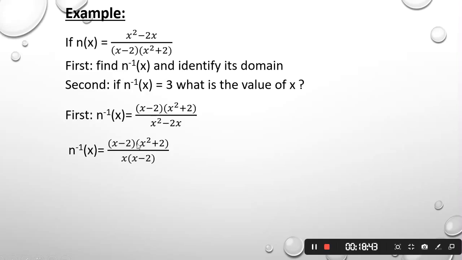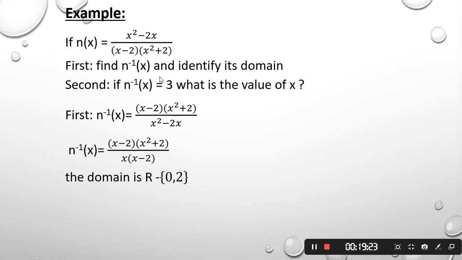factorize the numerator as it is, and we factorize the denominator: x times (x minus 2). We find the domain. Listen, for n inverse, the domain will be R minus the set of zeros of each of the numerator and the denominator. So the domain will be R minus 2, this has no real roots, 0 and 2. So the domain is R minus {0, 2}. This is the first part.